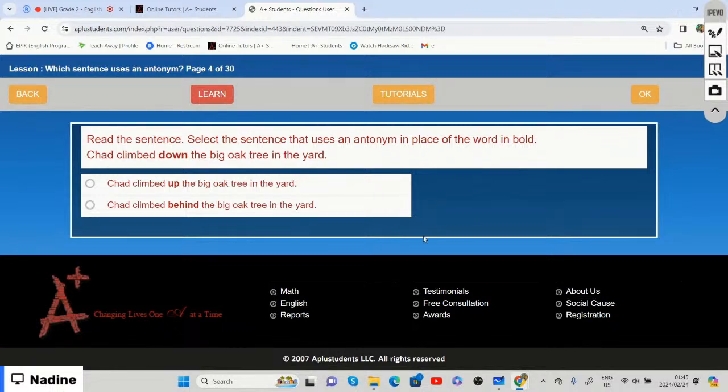All right. Now, Chad climbed down the big oak tree in the yard. Down. We need to find the opposite of down. If something is not down, it is. So, do we say Chad climbed up the big oak tree in the yard, or Chad climbed behind the big oak tree in the yard? The opposite of down.